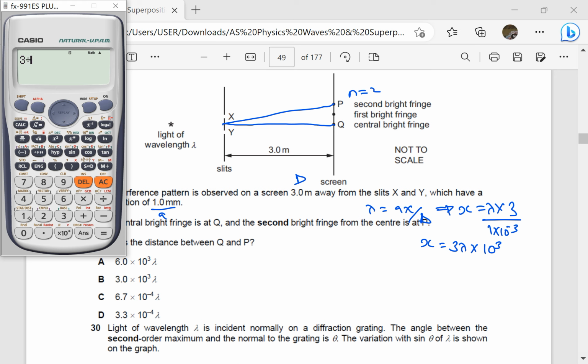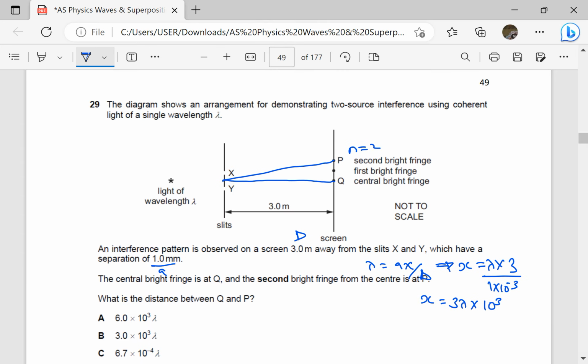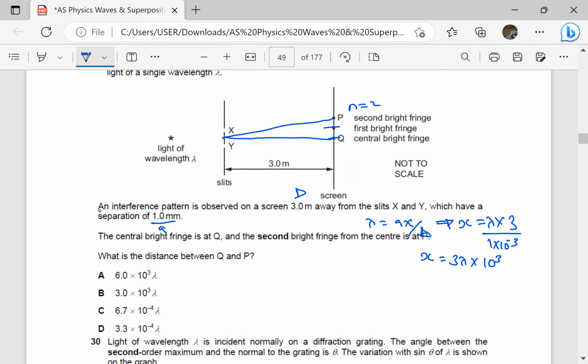3 divided by 1 exponent negative 3, that is 3000. Or 3 lambda times 10 power negative 3. But then x is just the distance between two successive bright fringes. So it could be the central bright fringe and point P, and the first bright fringe. If it is the second one, then the distance PQ should be twice this. So PQ should be 2 times 3 lambda times 10 power 3. So that is 6 times 10 power 3 times wavelength, which makes our answer A.